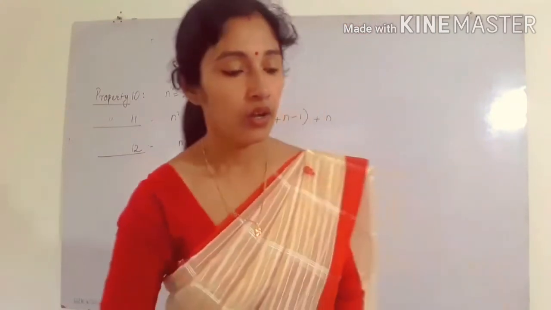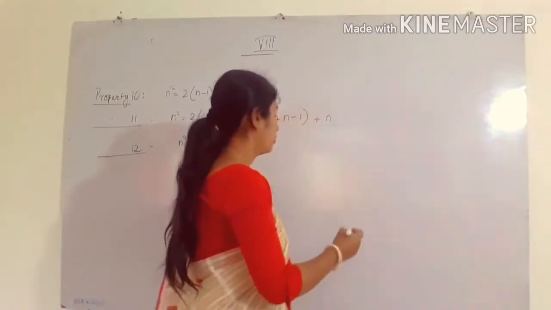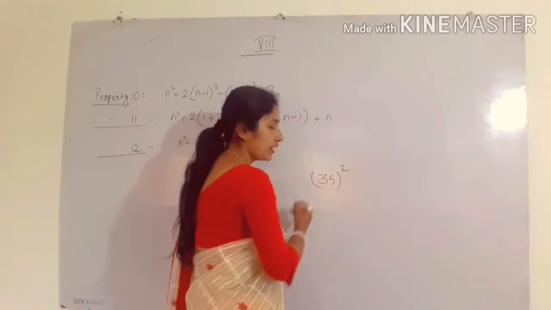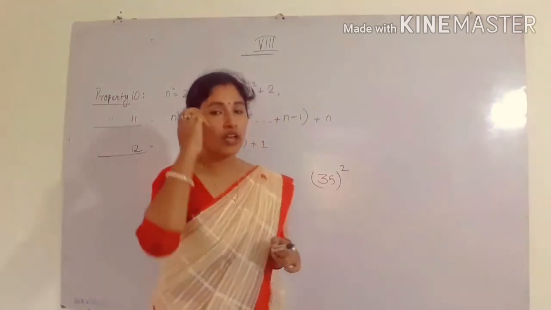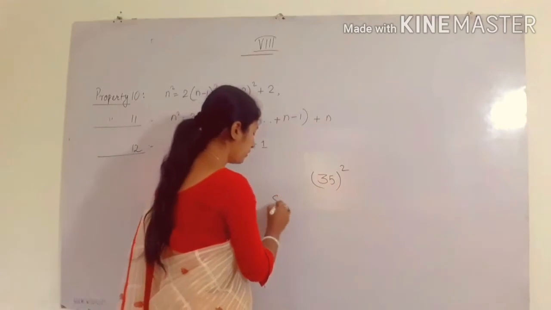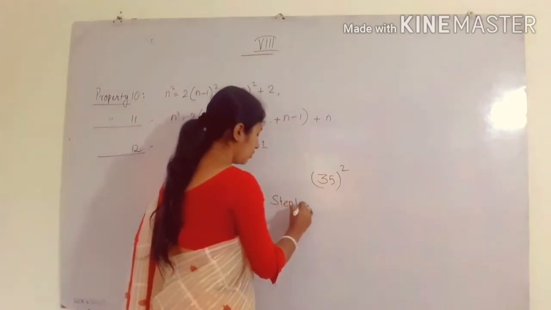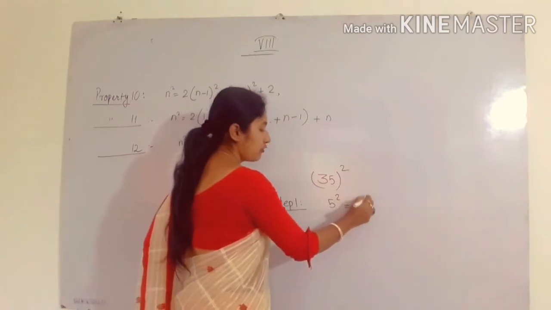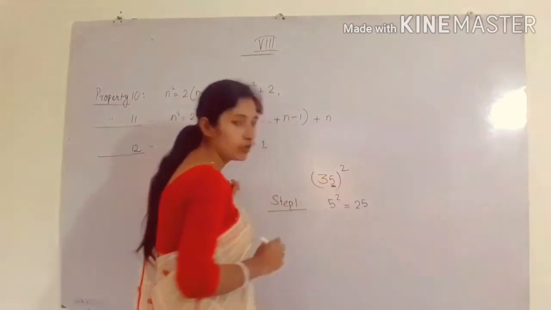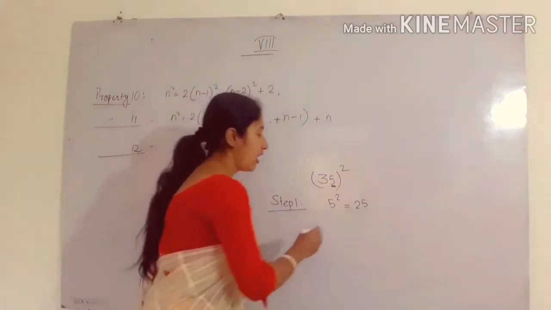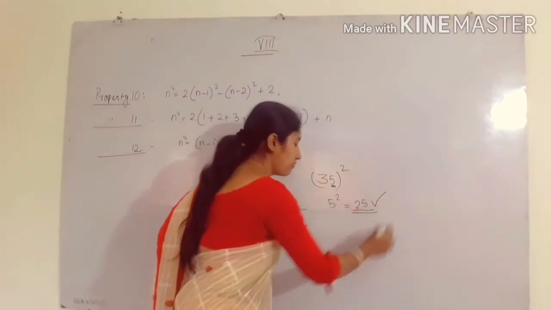For example, 35 square. What do you have to do in the first step? For example, I have to find the square of 35. First of all, I have to square the unit digit. This is step 1. So 5 square will be 25. First of all, I have to square the units place of the number, that will be 25. I have to write it down.